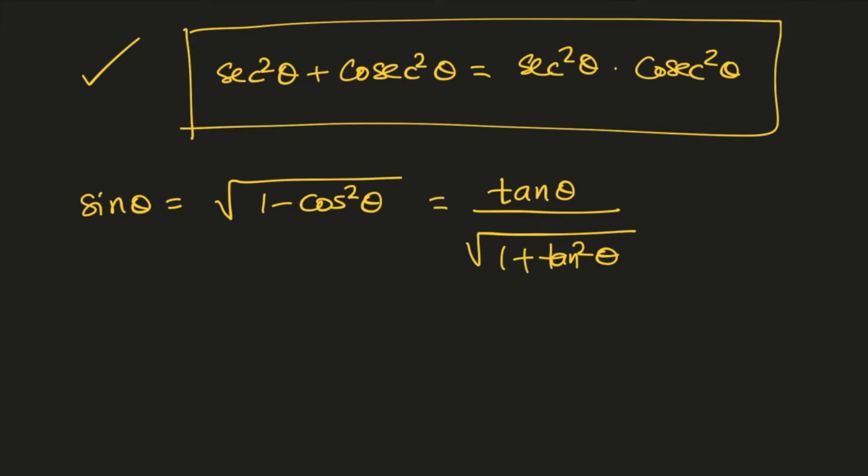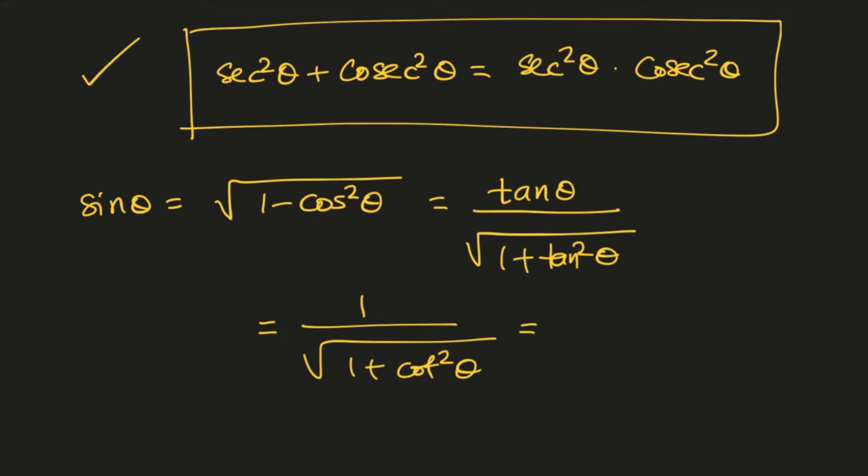And this can be written in terms of cot theta as 1 divided by root over 1 plus cot square theta. Why does it make sense? Because in the denominator we have root over 1 plus cot square theta, which is cosec theta. 1 divided by cosec theta is nothing but sin theta, right?